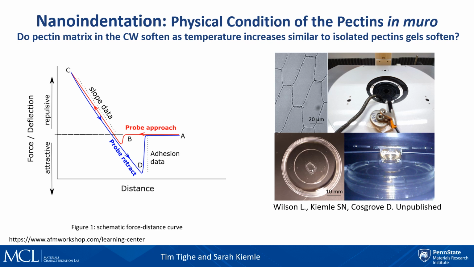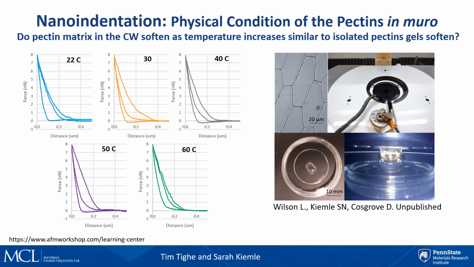Here's an example of an onion epidermis. We used the heating stage on the AFM. The onion epidermal peel was glued down on a Petri plate. The Petri plate was filled with different buffer, and then the AFM head was dropped into the liquid. And here are examples of the force distance curves for this study.